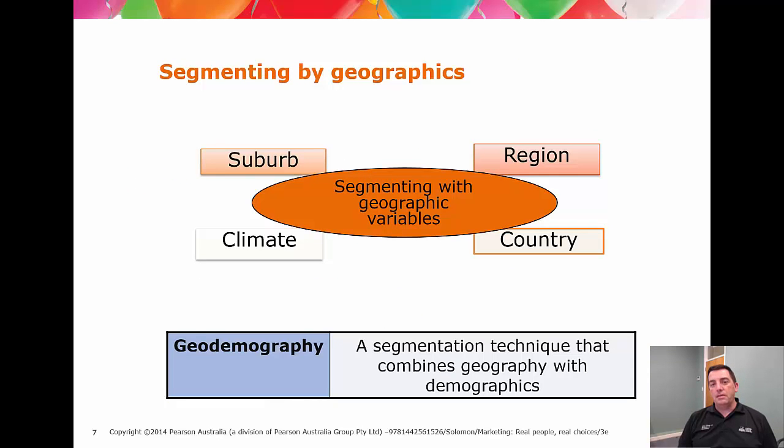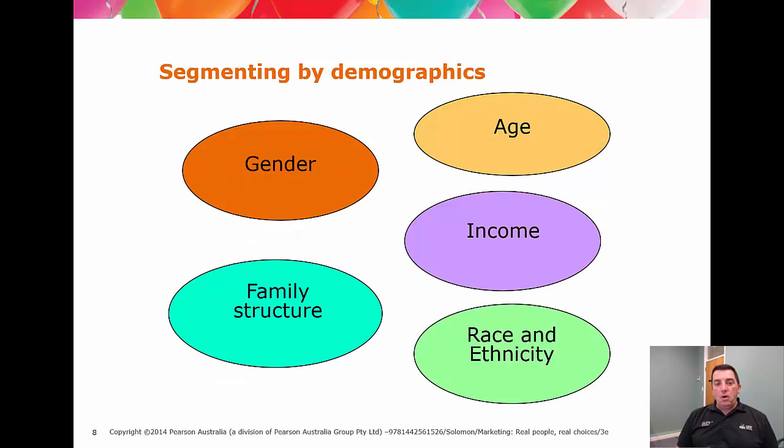So let's go into these in a bit more detail, segmenting by geographics. If we're segmenting by geographics, the things to look at could be suburb, could also be region. Climate can be important. Why, do you ask? Well, for example, if you're selling ice cream, then it might be a little bit hard to do in a cold climate place compared to perhaps a hot climate. Country, so what country we're in, and that's related to culture, which we talked about last week as well in consumer behaviour theory.